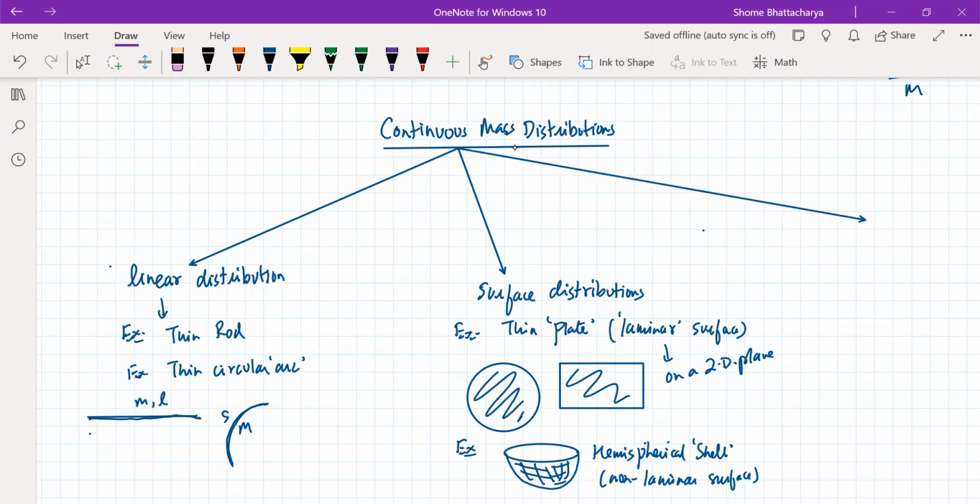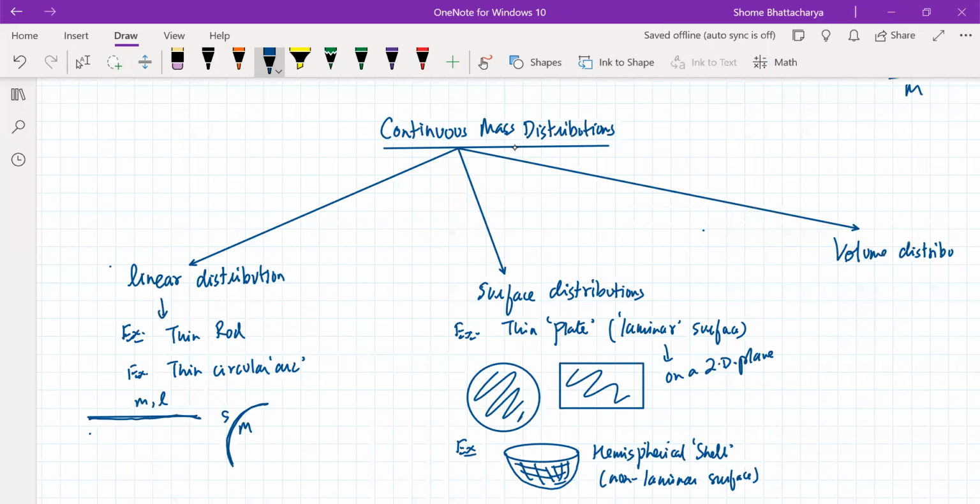Okay, now the third category of mass distribution will be volume distributions. Any solid three-dimensional object is an example of a volume distribution, because mass is distributed over a volume rather than a surface or a length. So any three-dimensional solid body is an example of this. We could have, for example, a solid cylinder, or a solid cube. All these are examples of that.